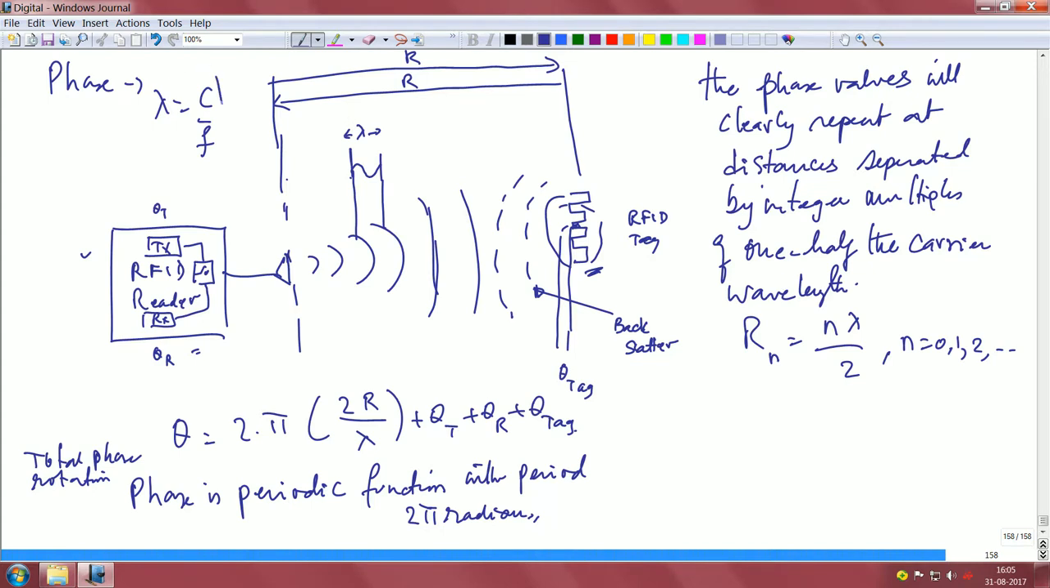As you know, this is lambda. Lambda is simply given by c by f, where c is the velocity of light and f is the frequency of operation. Essentially the total phase theta is nothing but 2 pi times 2r by lambda plus theta t, theta r and theta tag. What I mean by this is that the phase rotation when doing a transmission gives you theta t, when you are receiving you get theta r, and the tag itself will have a theta tag as a phase rotation.